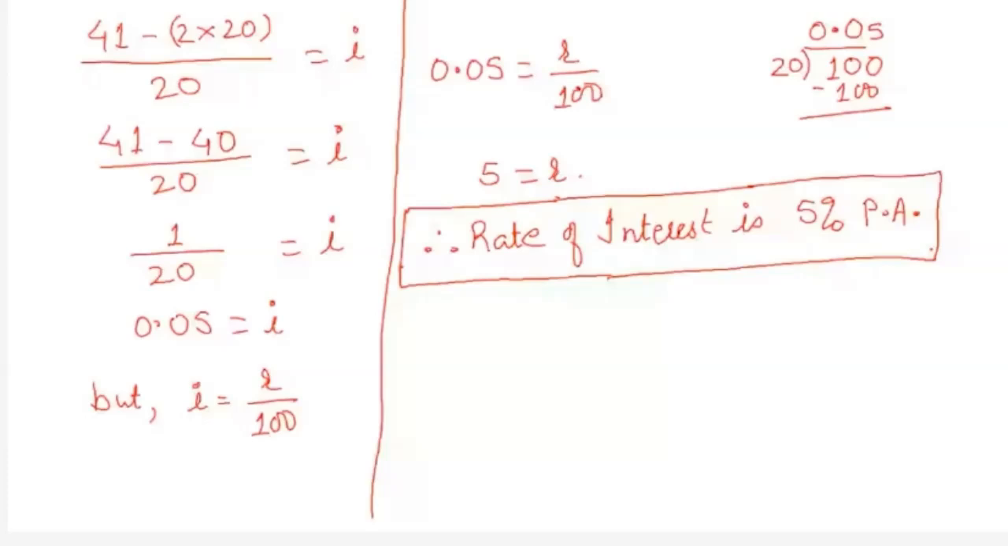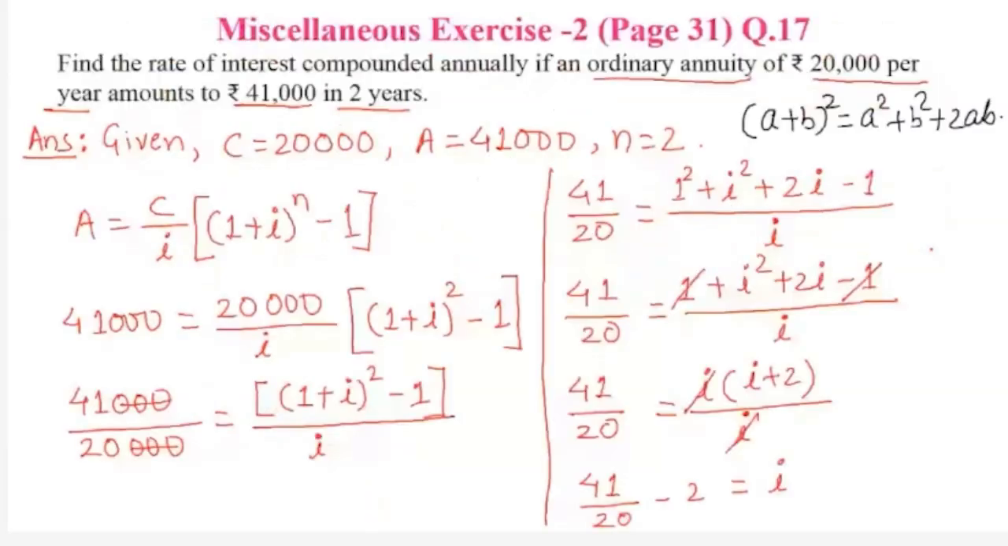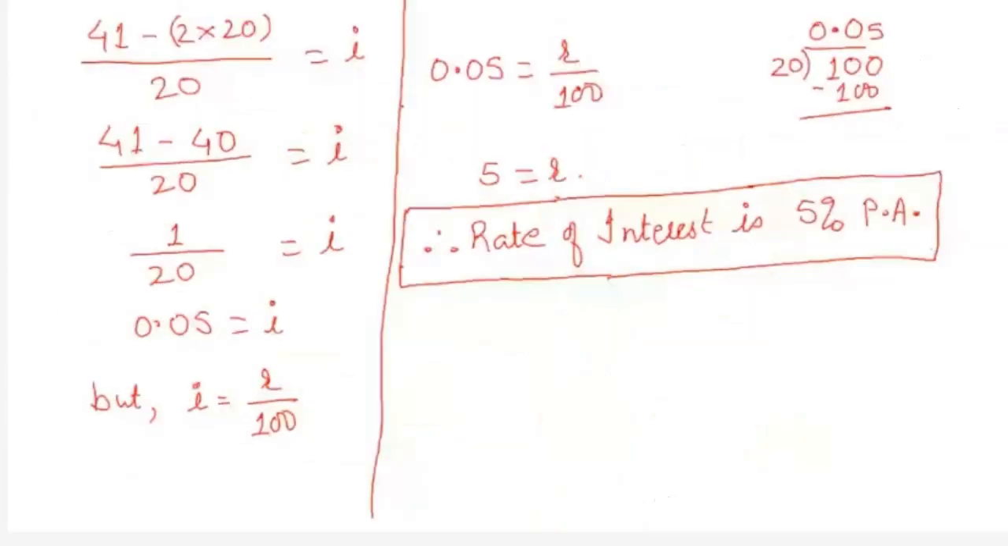Any doubt? Rate of interest is 5% per annum. How do I know it is per annum? The period was 2 years. Period was in years. Therefore, the rate of interest is in year. If this period is in months, rate of interest will be per month. समझा क्या? Period is given in years, so rate of interest automatically will come in years.